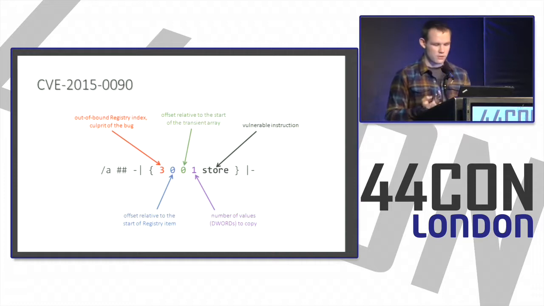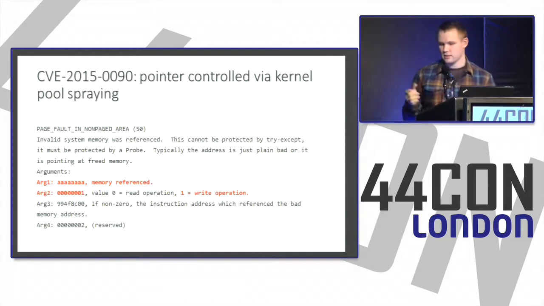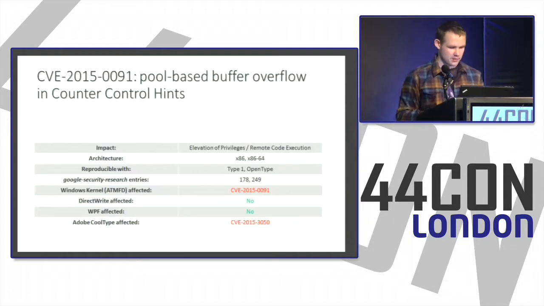Triggering the bug is very simple. We just have to have 5 instructions, 4 operands to the store instruction, and then the store instruction itself. If we did the pool spraying properly, we could trigger the following blue screen of death by trying to write to the AAAA address.